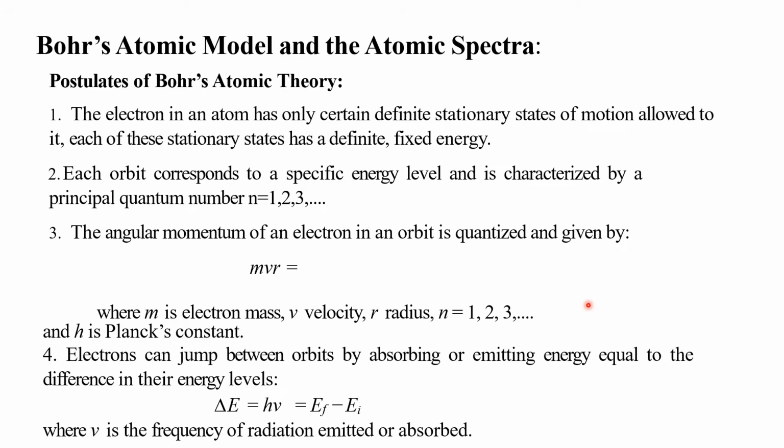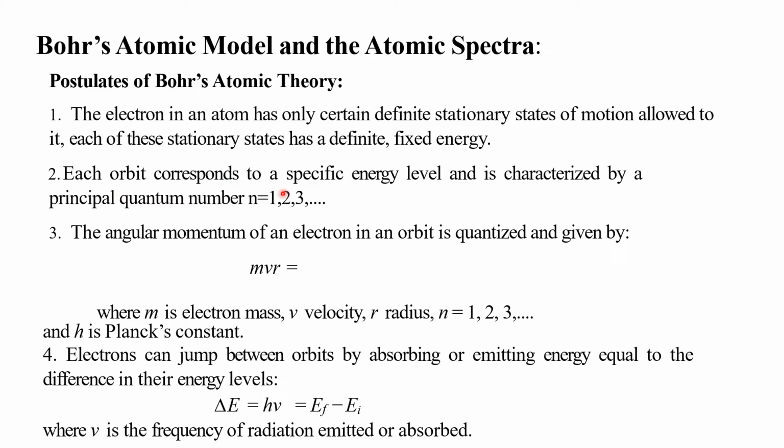Then came Bohr's atomic model, that most of us have already studied. So, Bohr's atomic model and the atomic spectra. What are the postulates of Bohr's atomic theory? The first postulate is that the electron in an atom has only certain definite stationary states of motion allowed to it. Each of these stationary states has a definite fixed energy.